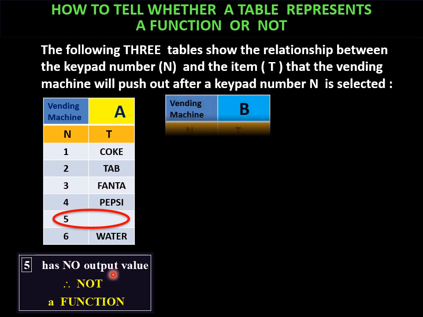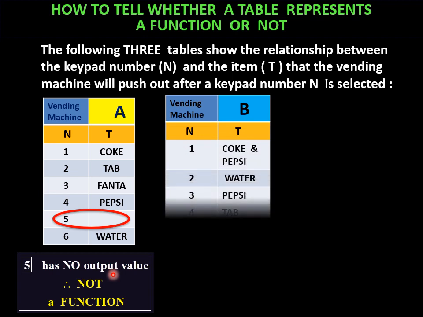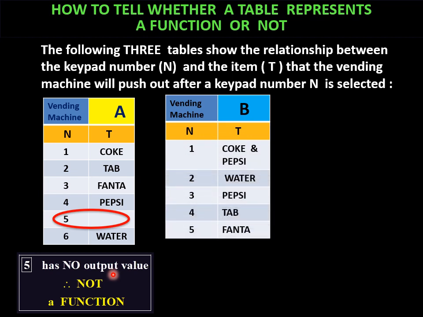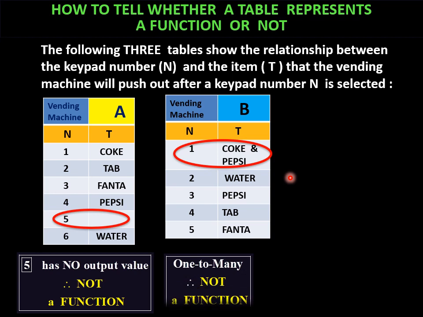Let's look at vending machine number B and see whether it represents a function or not. So if I input 2, I get an output of water. But if I look at 1, I get 2 outputs, right? And if I have 2 outputs, it's also not functioning. I mean, if you put in 1, you're supposed to get 1 can out. Now you're getting a Coke, and so you say the machine is not working. It's not functioning. So B also is a one-to-many, that does not represent a function.